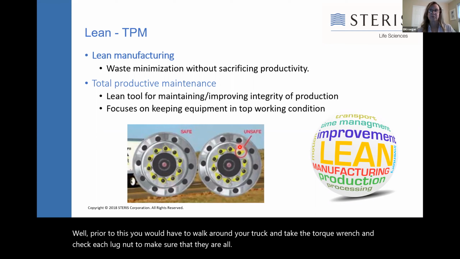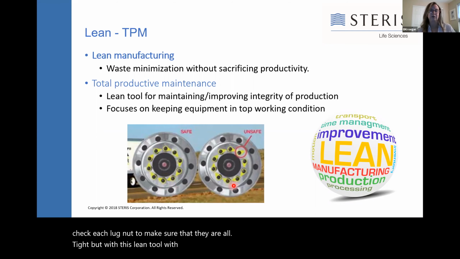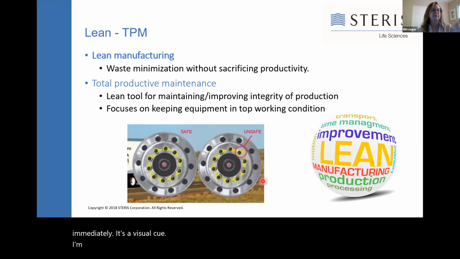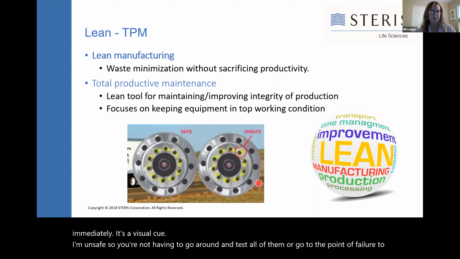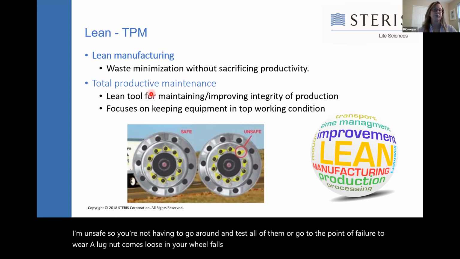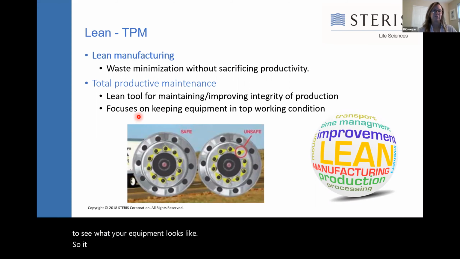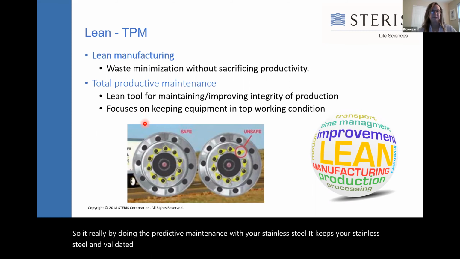But with this lean tool, this wheel check loose lug nut indicator, you can see immediately, it's a visual cue, I'm unsafe. So you're not having to go around and test all of them or go to the point of failure where a lug nut comes loose and your wheel falls off. So it's a tool. Predictive maintenance is a tool to help you gather that data, and it's a quick check to see what your equipment looks like. By doing predictive maintenance with your stainless steel, it keeps your stainless steel in that validated state. It keeps it in that visibly clean state.